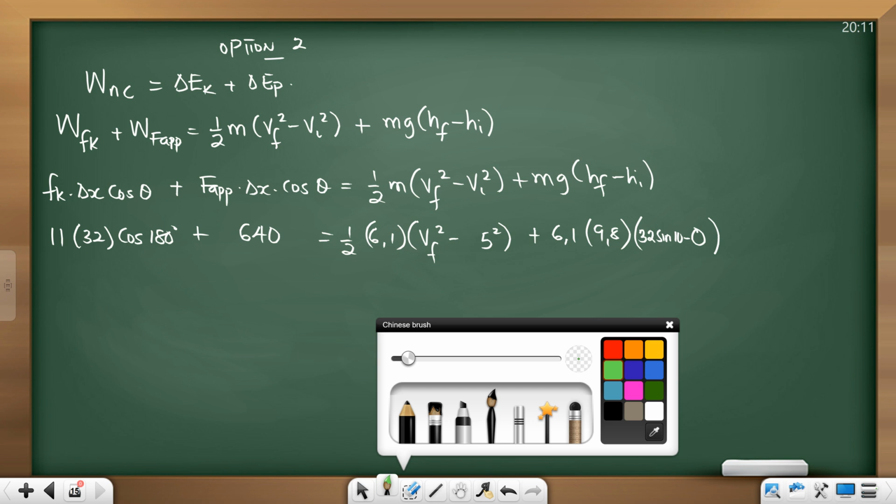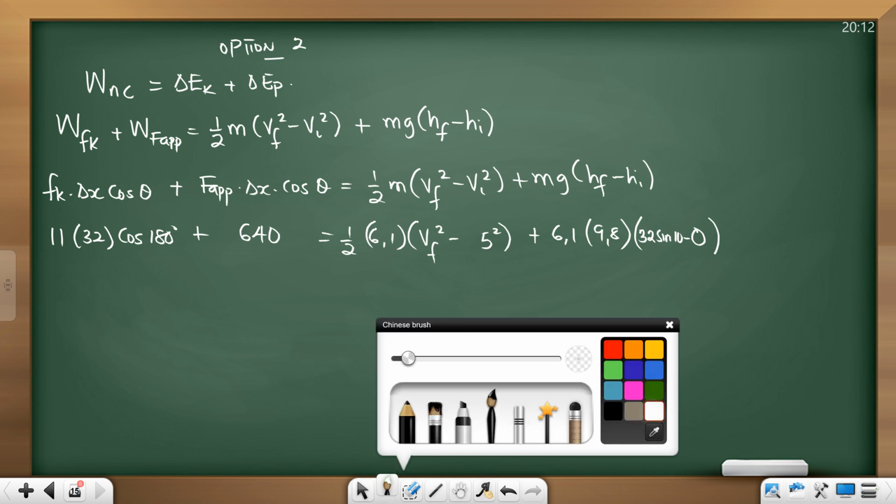But guys, for me, I love this formula. I don't have to worry about so many things. They even give you the height in some cases. Here they didn't give us the height. That's why we had to use 32 sine 10. But sometimes we are given the height. Is it compulsory to include weight parallel? No, it's not. That's why I did this formula. I didn't include any weight parallel here.